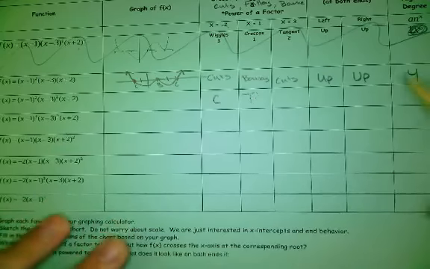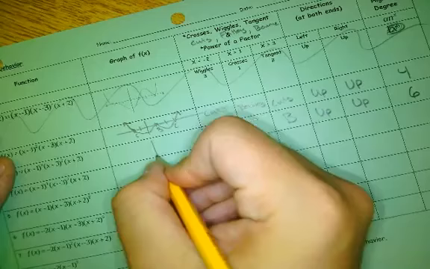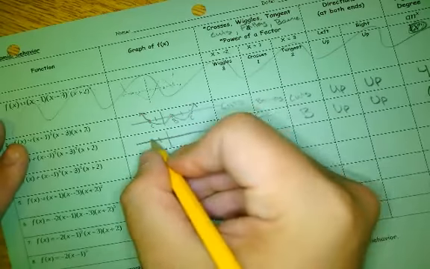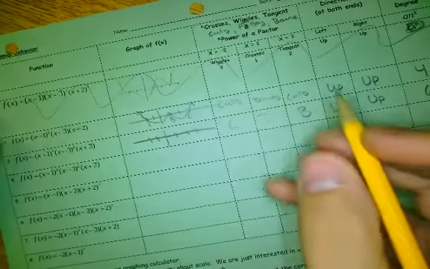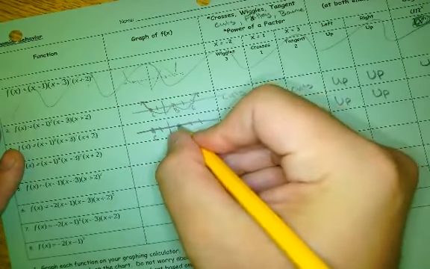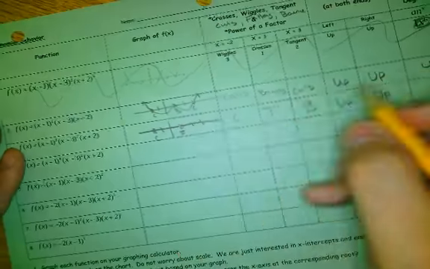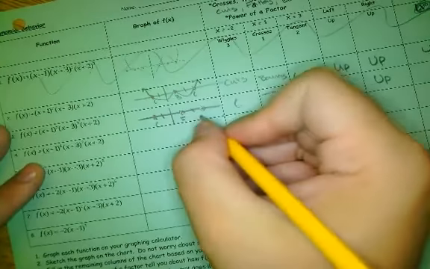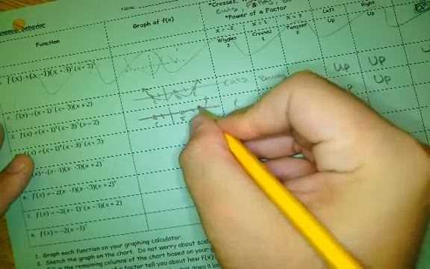All right, and what is it doing at 3? Very good, class. It bounces. That was a brilliant answer. What's my highest degree? 6. And it's positive, so it's going to be up and up. So it looks like this.